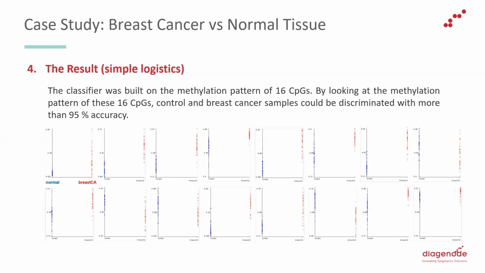Yeah. The first question is easy to answer, because simple logistics delivers these 16 CpGs as being informative for classifying breast cancer versus normal tissue. This is within the algorithm of the simple logistics, which we used as the machine learning algorithm here. These 16 CpGs are those which are delivered, and there may still be some others in there, but by applying that algorithm, that's the classifier.